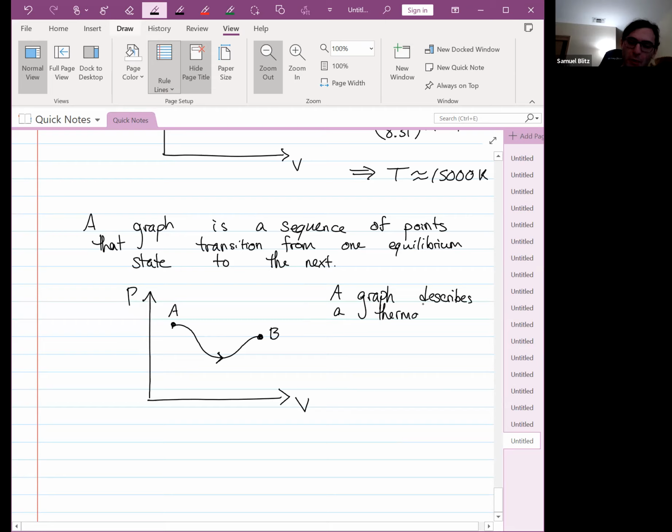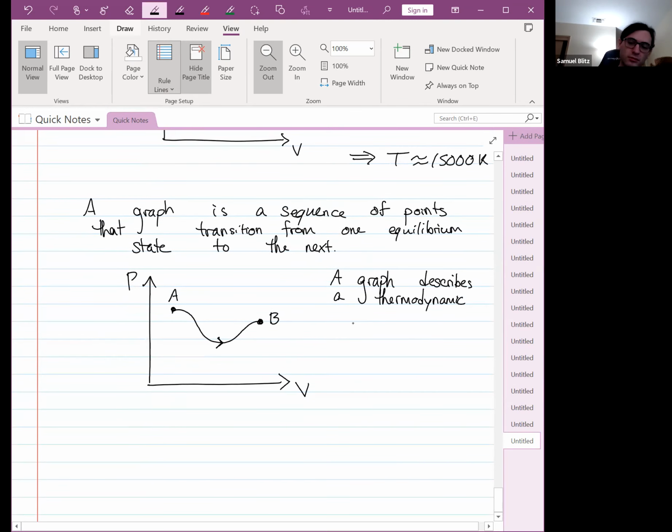Because this is exactly what we meant by thermodynamic process. It is a transition from state to state. And so in this example, you start off at A, then a fraction of a second later, you're at another equilibrium point. And then a fraction of a second later, you're at another equilibrium point. And you just follow this trajectory of equilibrium points until you get to B. That's exactly what a thermodynamic process is.